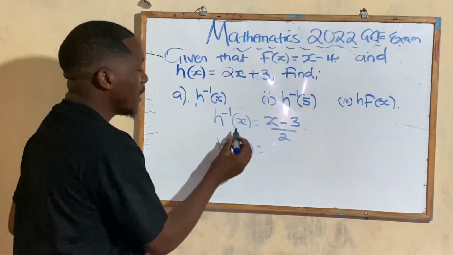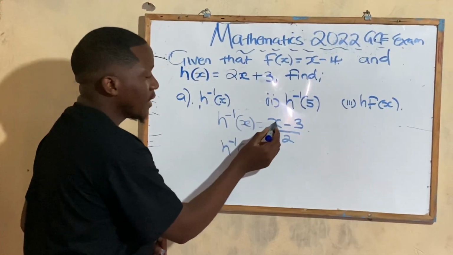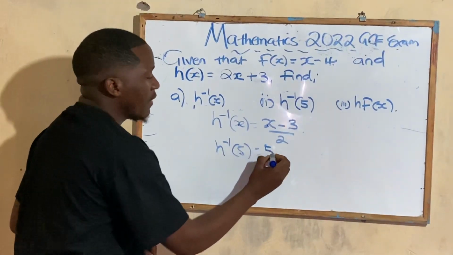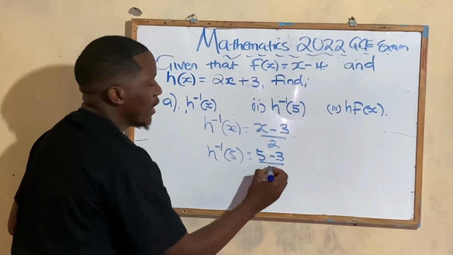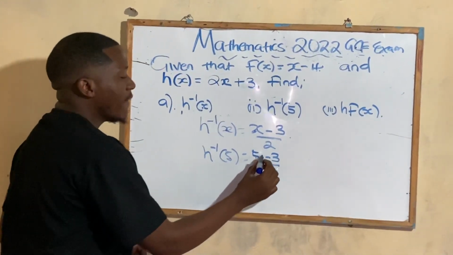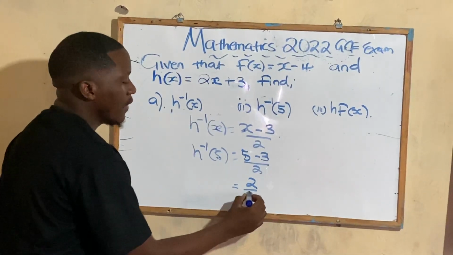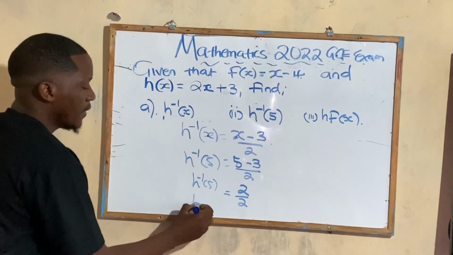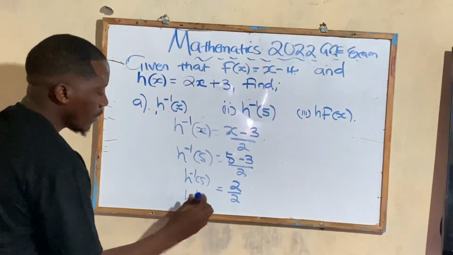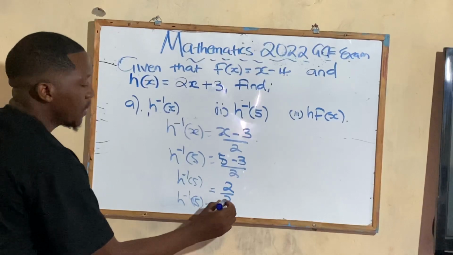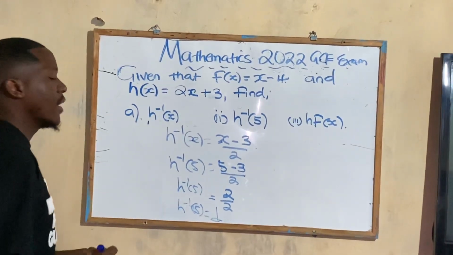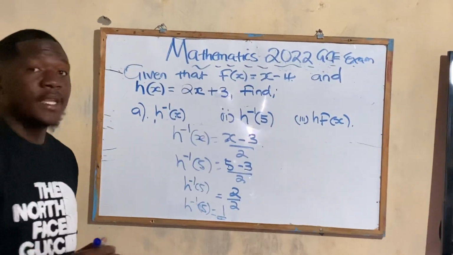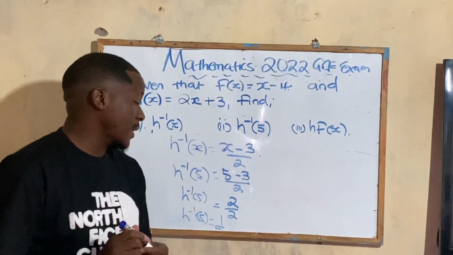And this number is trying to say here, there is x, which is here. Now, where there is x, we're supposed to replace it with a number. So where there is x, we're going to say 5 minus 3, then everything over 2. So this is 5 minus 3, the difference is 2, everything over 2. So h inverse of 5 equals 2 divided by 2, which is going to give us 1. And having done that, it simply means we've been able to find h inverse of 5.